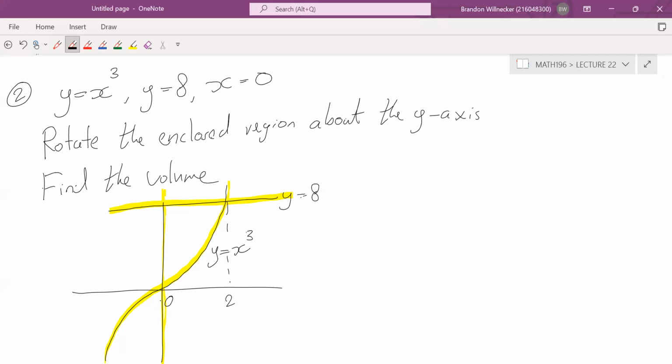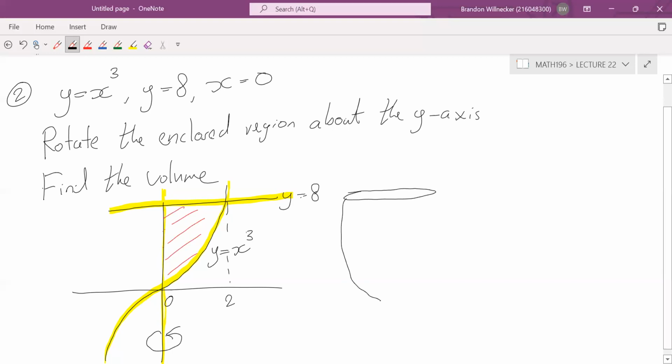So what we want to do is now find the enclosed area. So that's this bit over here. We're going to take that enclosed area and rotate it around the y-axis. Okay, so if we imagine taking this red shaded area, we rotate it around the y-axis, we're going to get the following shape. Something that looks like that.